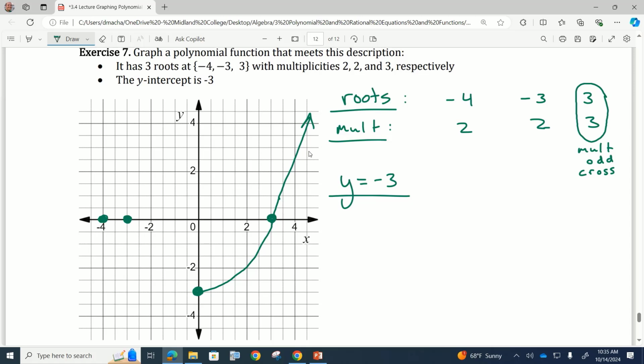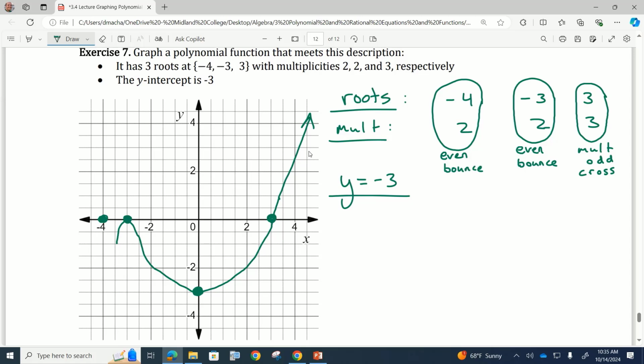As I'm connecting this next dot, the multiplicity is even, so it's going to bounce. I'm not going to cross the axis here, so let's try it. Connect the dot, but don't cross the axis. And then when I come in to connect this dot, this is even, so it's going to bounce. Once again, I'm going to connect the dot, but I'm not going to cross the axis. So the left side end behavior has to be down.